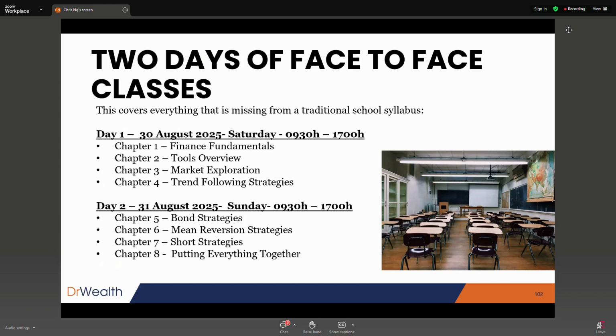Our program will run on the 30th of August, right? We will conduct finance fundamentals, market exploration and trend following strategies. And then on the second day, we will cover bond strategies, mean reversion strategies, and short strategies. And we will put everything together in the final chapter before we call it a day. All right. So it's over a weekend. You start at 9:30 and then you end at about 3 to 4 o'clock every day. Okay. And on the second day, you would have learned all the strategies.